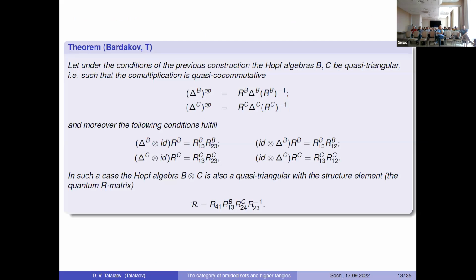The theorem of Valery Burdakov and myself says that under the condition of the previous construction, for quasi-triangular Hopf algebras B and C, the comultiplication is also quasi-cocommutative and quasi-triangular. And it means that it produces a new solution for the Yang-Baxter equation. And this solution is given by the beautiful R at the end of this statement. This construction is related to the theory of representations of the virtual pure braid group, but it will be expressed in detail during the talk of Valery Burdakov.